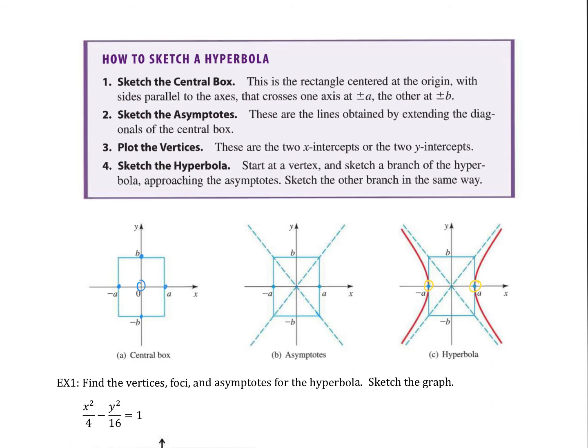And then sketch the hyperbola. Start at a vertex and then branch out in either direction. Please remember your arrowheads. And the last thing you would want to do is draw in the foci, which it doesn't mention here, but you would draw them here and here. The F values, F1, F2.